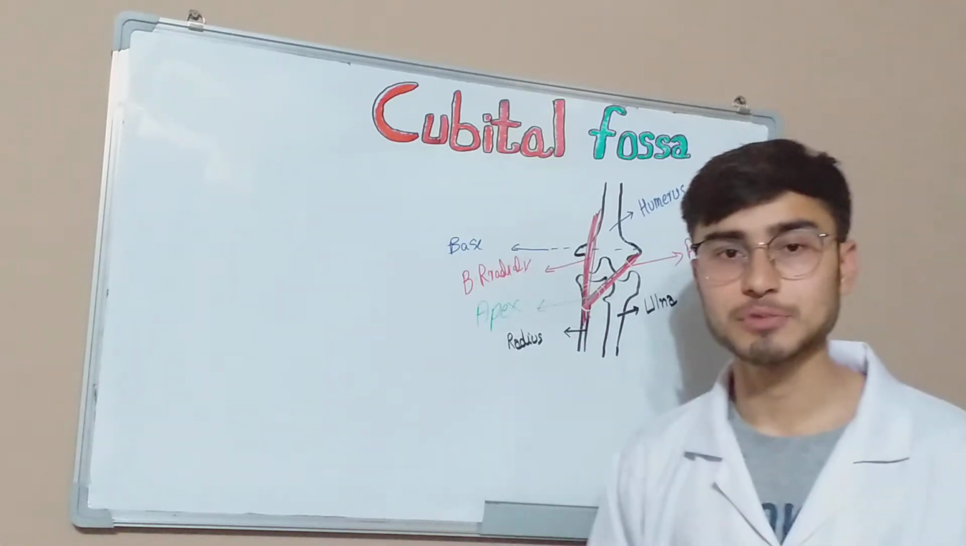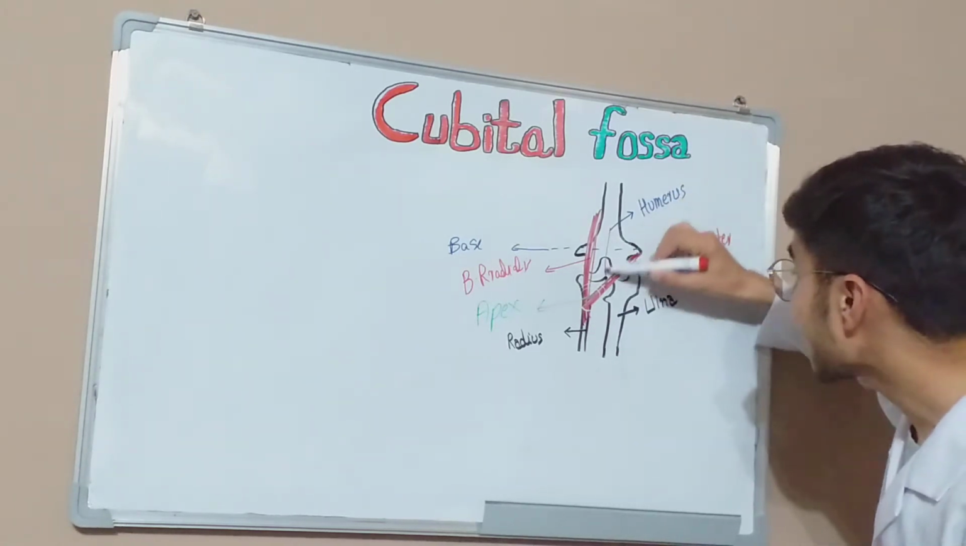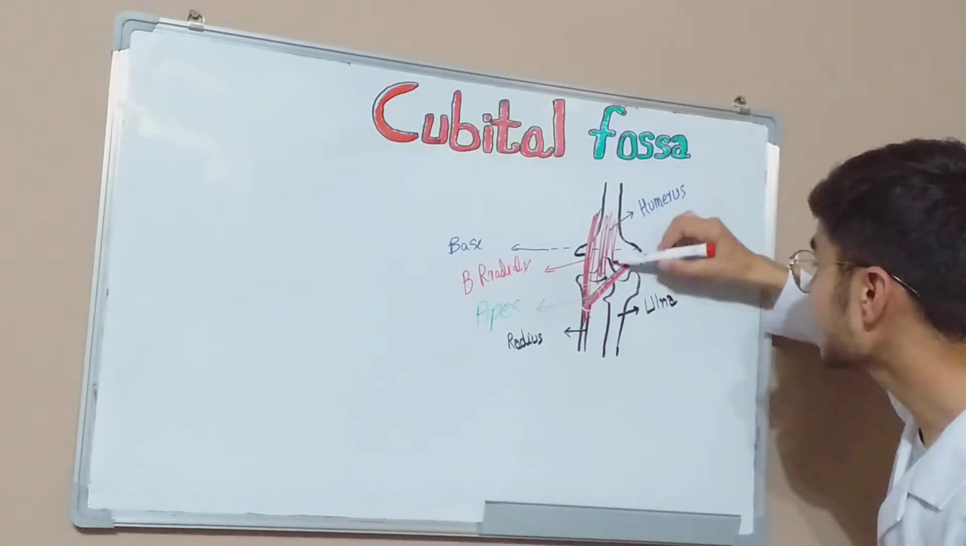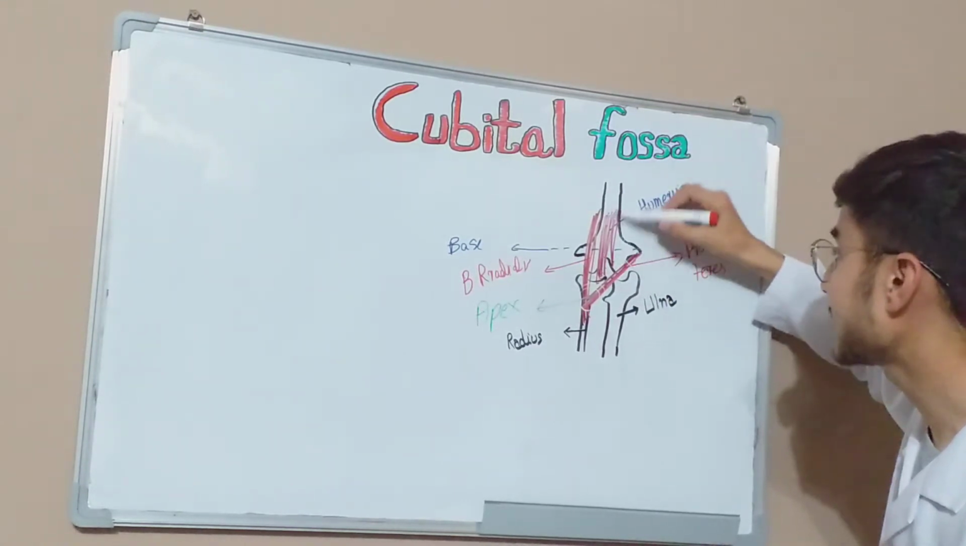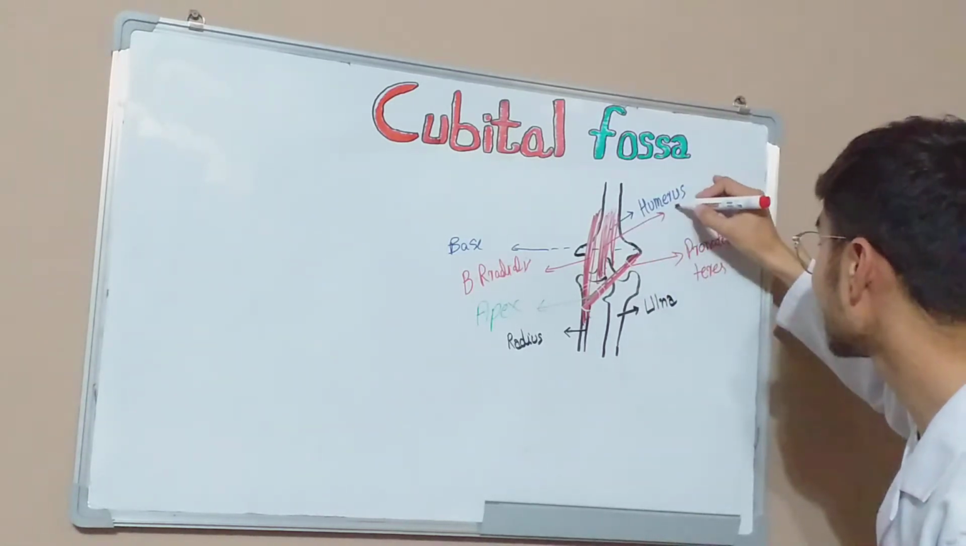Now we have the floor of the cubital fossa as well. The floor of the cubital fossa is formed by a muscle, and that muscle is called the brachialis muscle. So the floor is formed by the brachialis muscle.